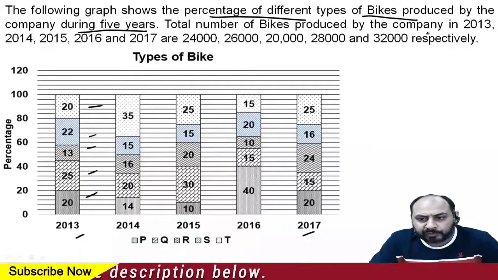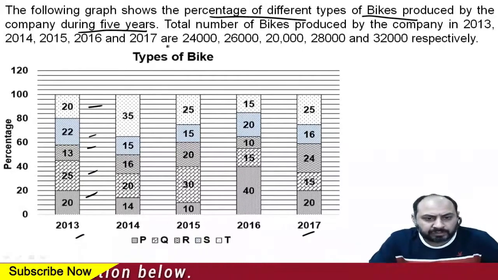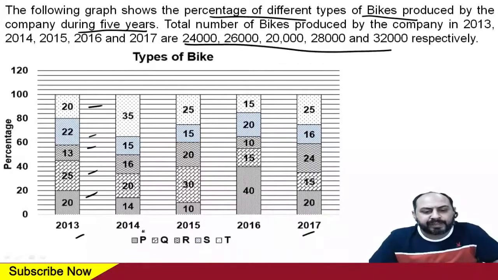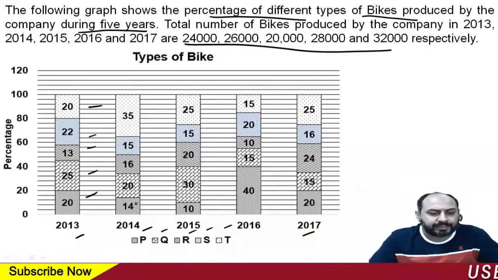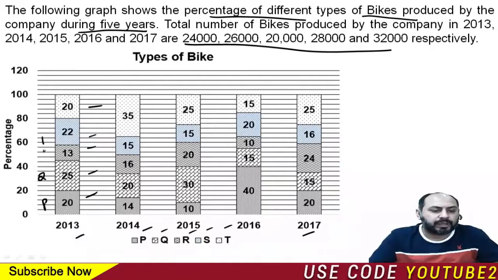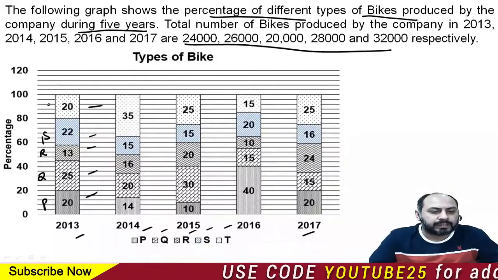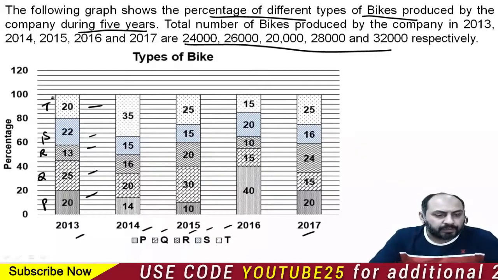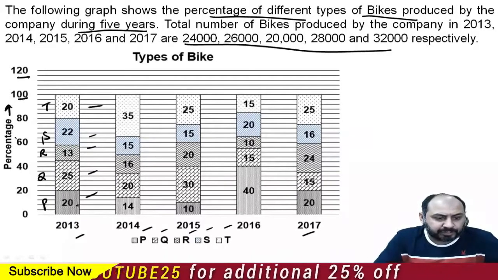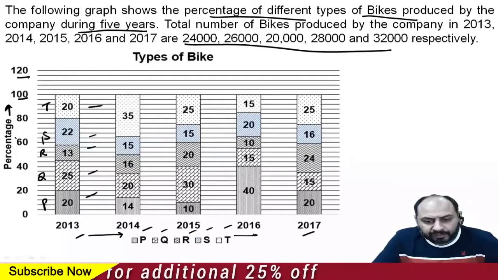Total number of bikes produced by the company in 2013 to 2017 are respectively these values. And these are the five types of bikes: P, Q, R, S, and T. So the bottommost value represents P, above it Q, then R, then S, and then T. On the left hand side, on the vertical axis, you can see that the values are given in terms of percentage, and on the horizontal axis we have given years, right?